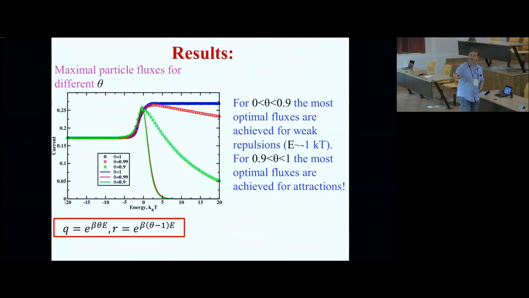Okay, so this is my statement. If this parameter theta is less than 0.1, then the most optimal flux is for weak repulsion. But if the parameter is close to 1, the most optimal flux shifts to attractions. And close to 1 means that interactions do not affect much the breaking of the bond, but they change significantly the making of the bond, making this cluster. That's what it physically means.